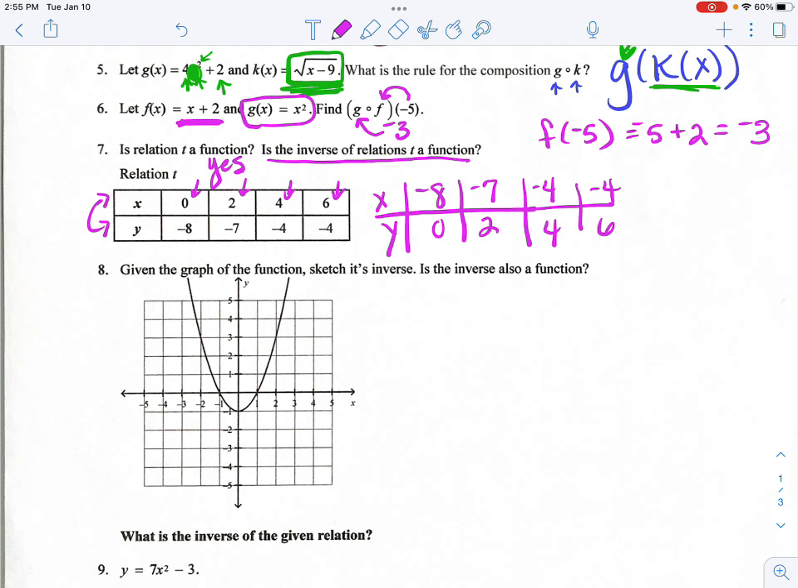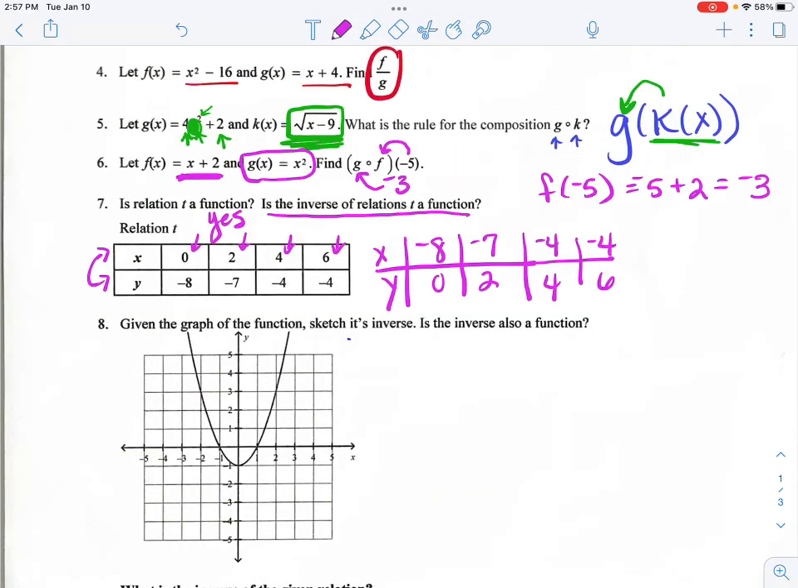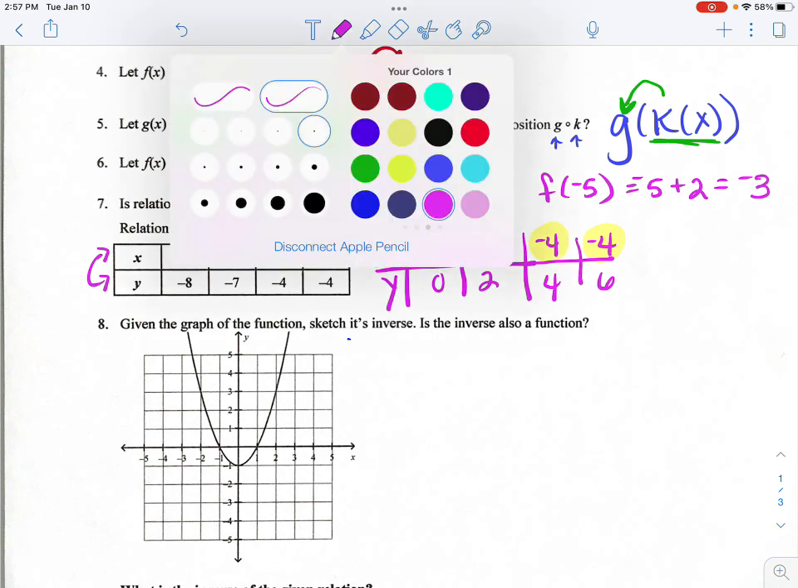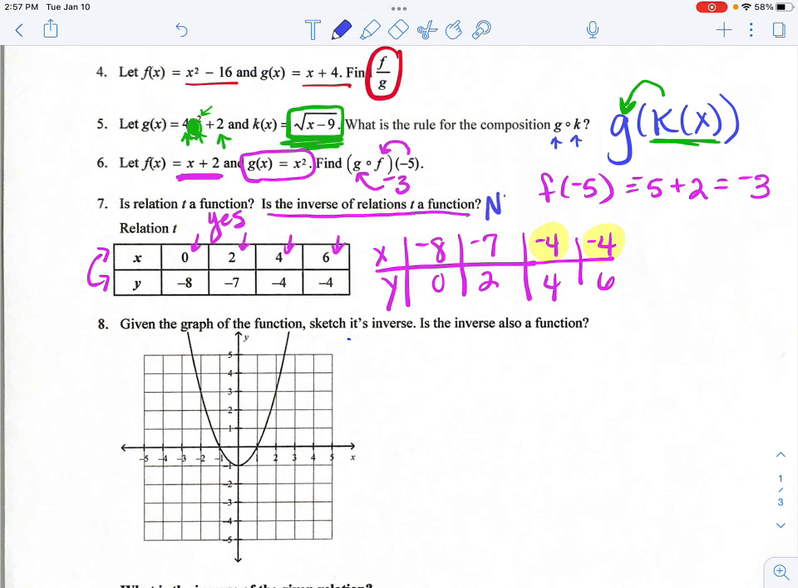So that's the inverse. However, as I was saying, the inverse for number 7, I know is not a function, because negative 4 and negative 4, those are now my new x values, and of course they're repeating. I have two of them that are the same, so that means that no, the inverse is not a function. So is the original relation a function, is the inverse, and then you have to be able to tell me what the inverse is.